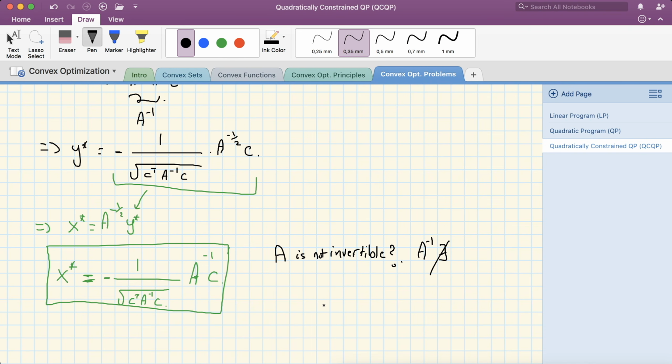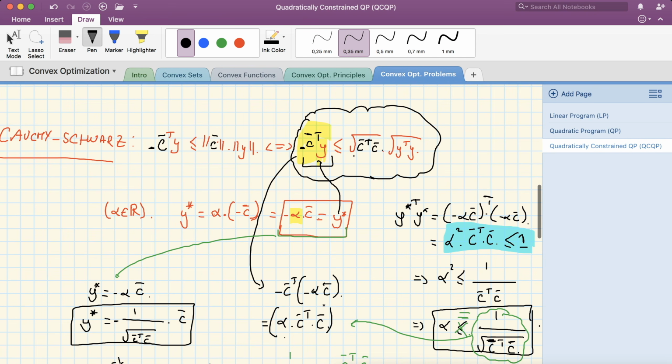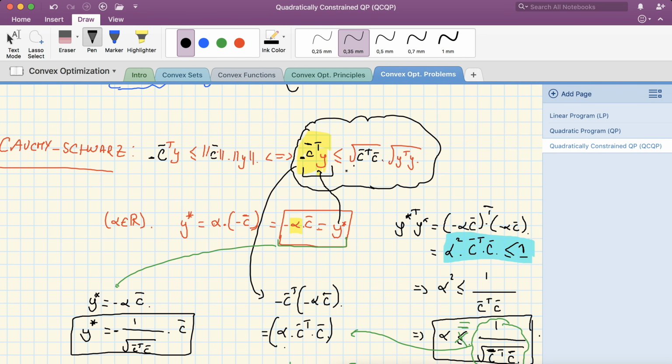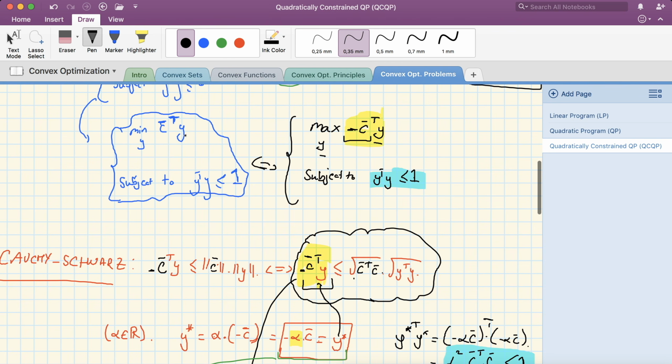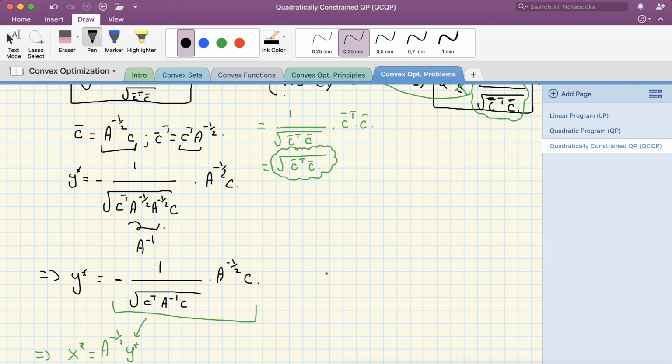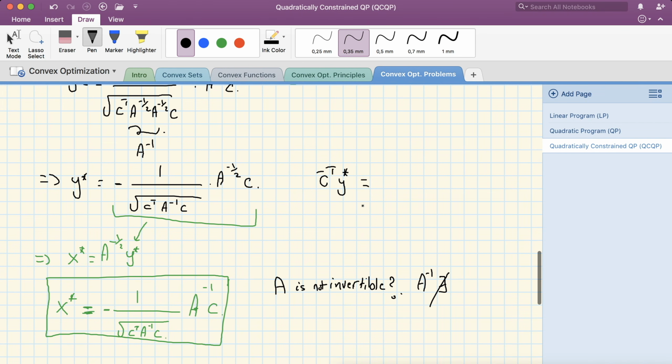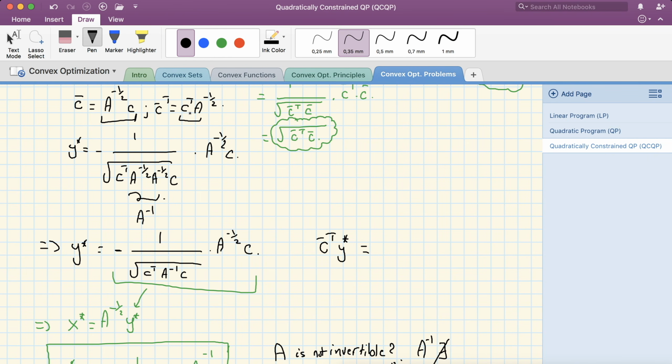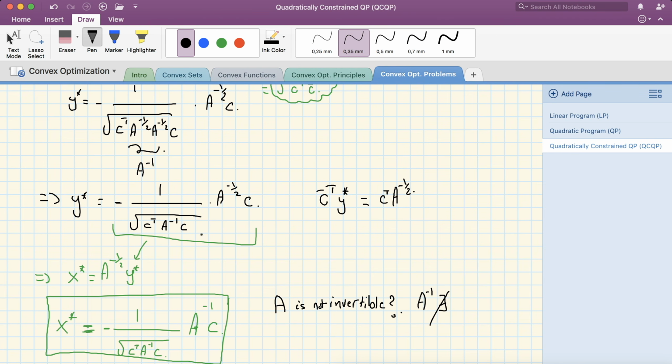So what's going on? Let's try to write the cost function, which is minus C bar transpose Y, or C bar transpose Y right here. So C bar transpose Y at the optimal solution is, we said that C bar transpose is this guy, so C transpose A minus half, right? And the Y star is all this, so I'm going to copy it here. So 1 over square root of C transpose A minus 1C times, this is my Y star, A minus half C, right? This guy is a scalar.